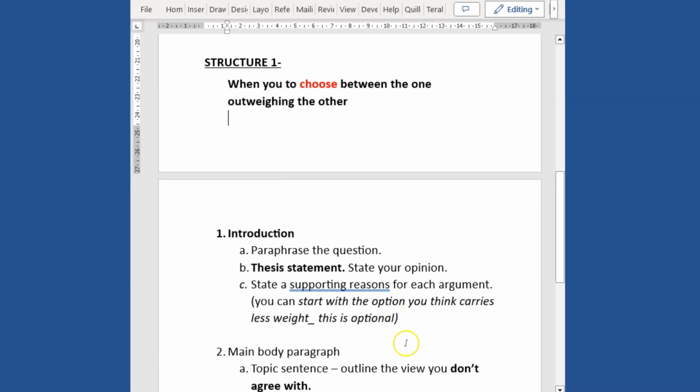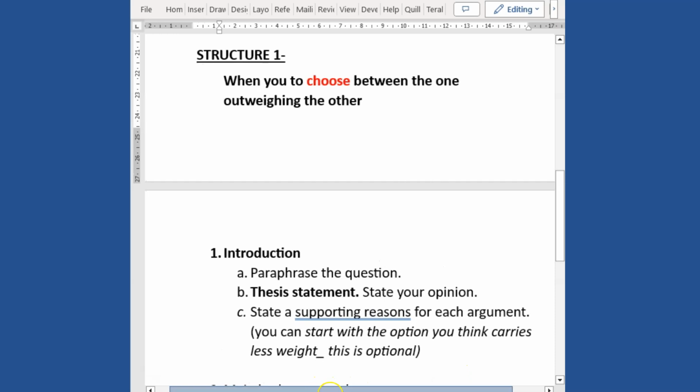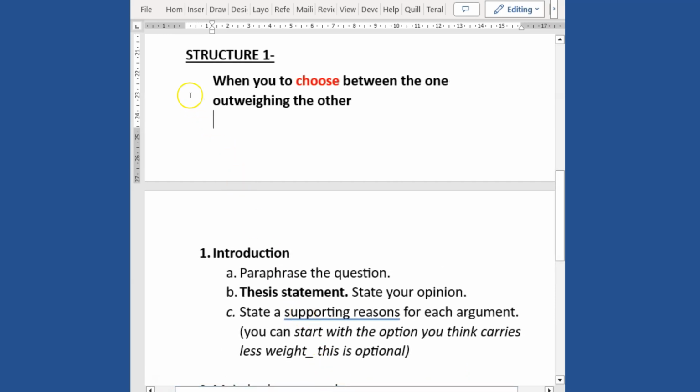You need to show which one you stand for, so you need to come up with that. That is why it's important that you look at this one. We're going to look at when you are asked to choose between one which outweighs the other.